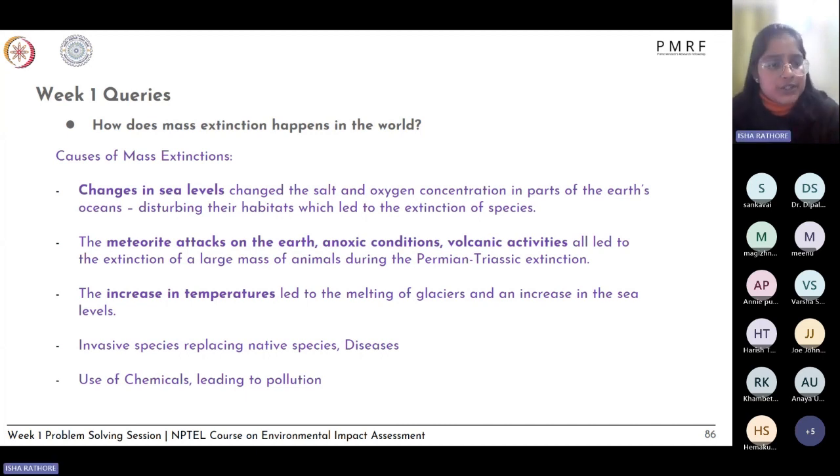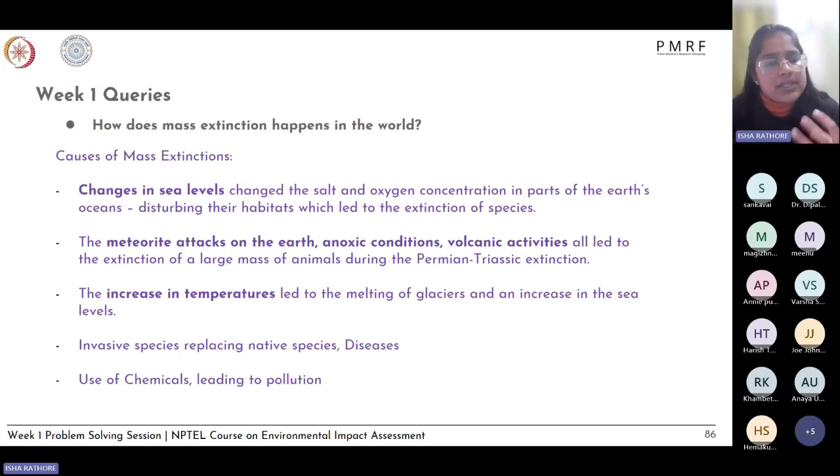The second cause was meteorite attacks on Earth, anoxic conditions, and volcanic activities, which led to extinction of large animals during the Permian Triassic extinction. So this is again a theory that a meteorite attack and volcanic activities might have led to this extinction. So that is another cause for mass extinction. Then the increase in temperature, which is leading to melting of glaciers and an increase in sea level, is again a cause of mass extinction.